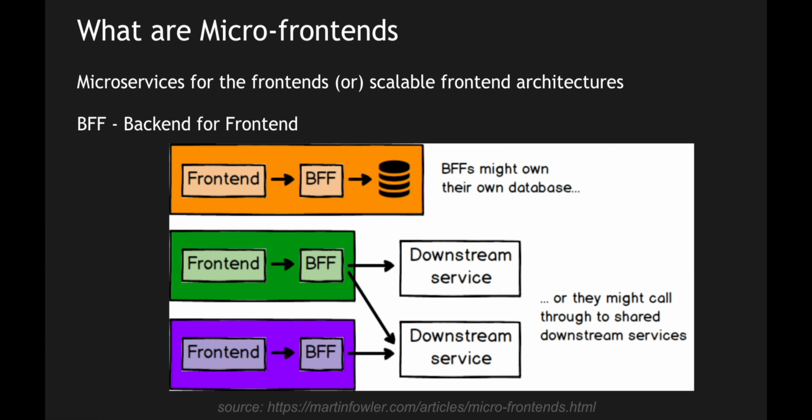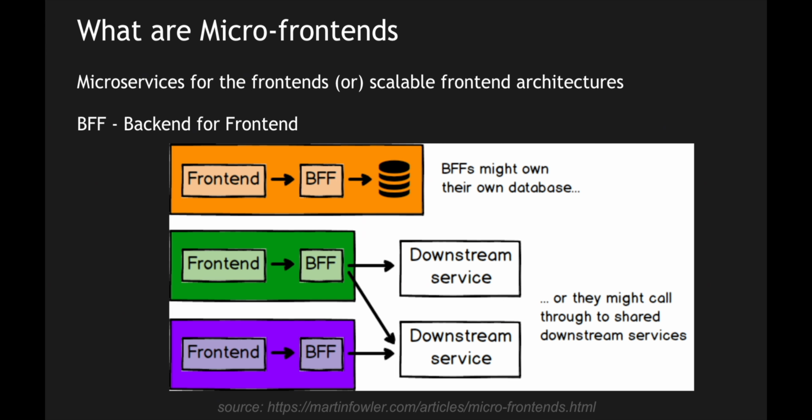So BFF is a pattern which evolved over the micro frontends. You have a frontend and then the corresponding backend for the particular frontend, and it's termed as backend for frontend. Most of us use these kinds of patterns in production, but still these are just the development practices and patterns used in order to create scalable architectures in the UI world.